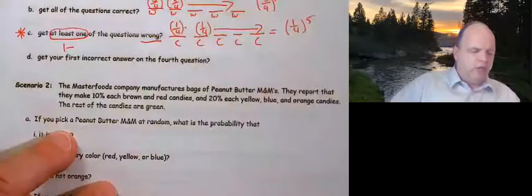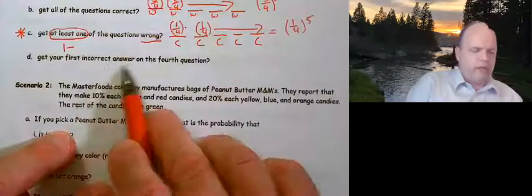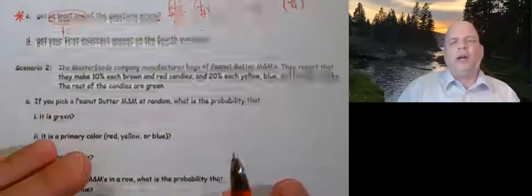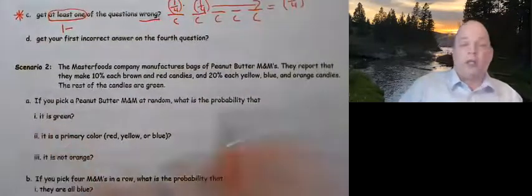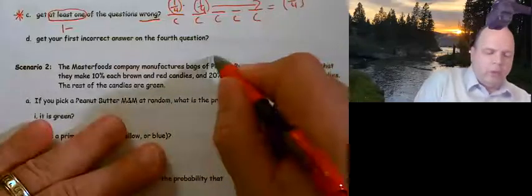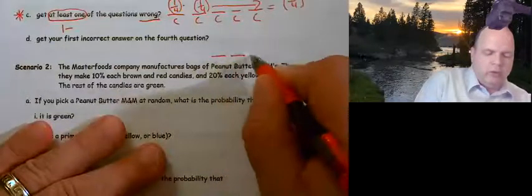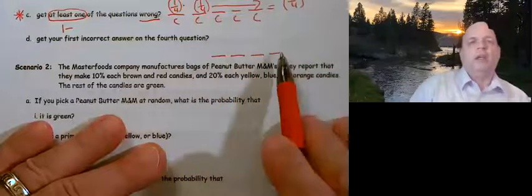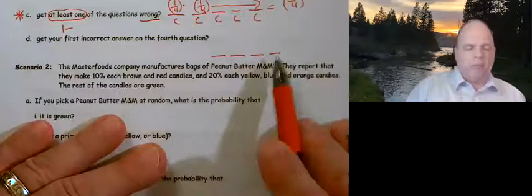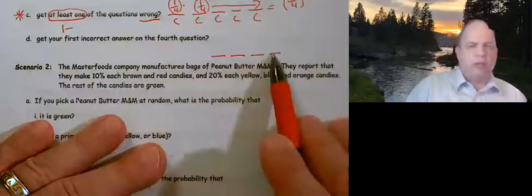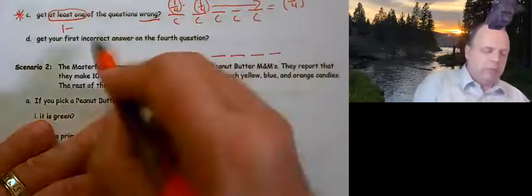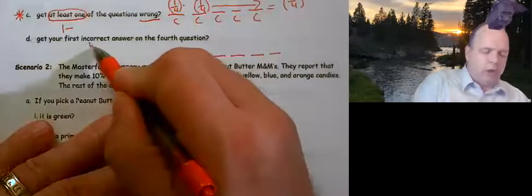The next question, get your first incorrect answer on the 4th question. Well, I know they said 5 questions above, but right now they're only talking about 4. So here we go. 1, 2, 3, 4. Because they're not worried about the 5th one. They just said, hey, the 4th one. So stopping at the 4th one, they don't tell us what the 5th one needs to be. But this is supposed to be incorrect, so this has to be wrong.